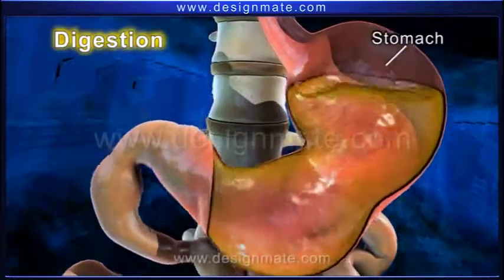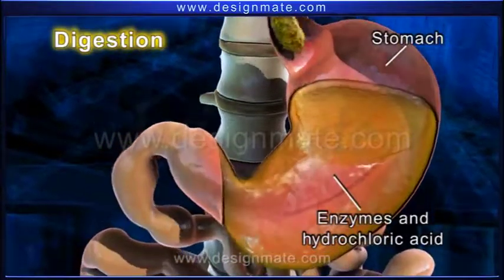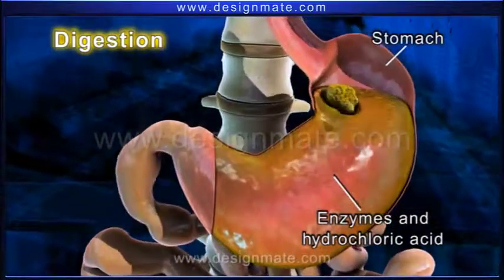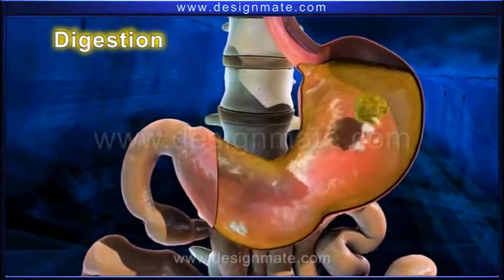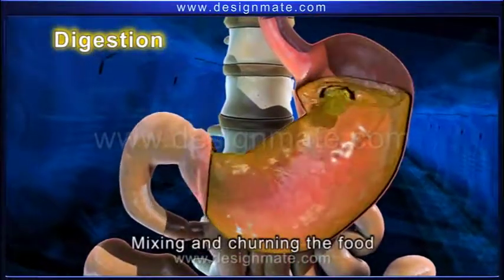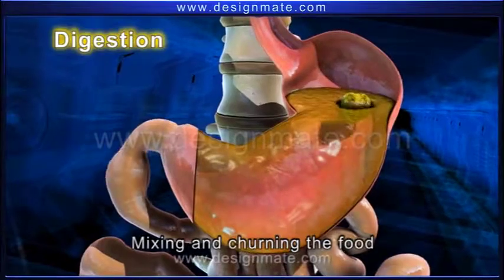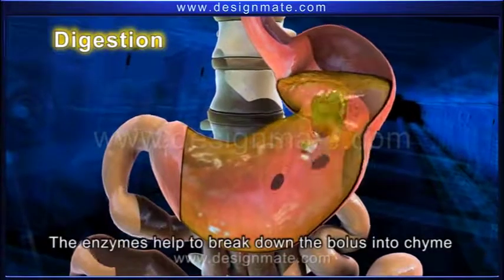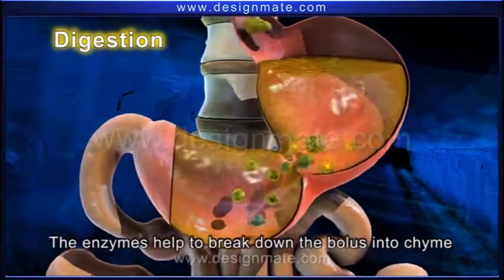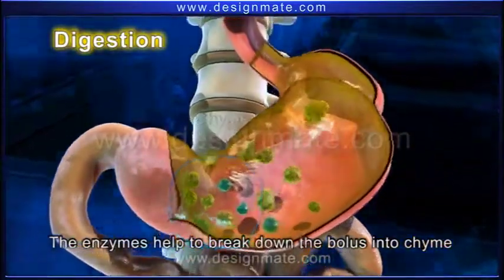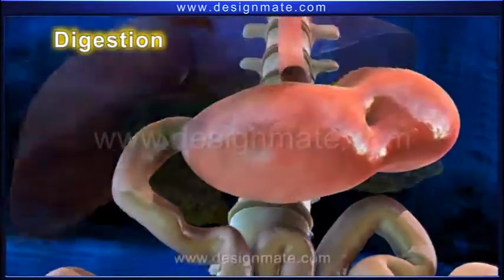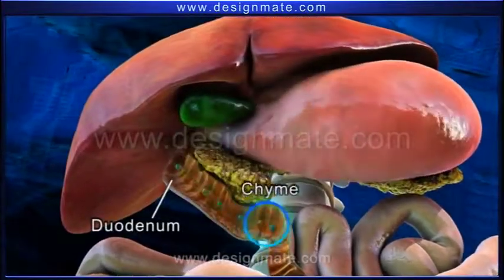The stomach contains a few enzymes and hydrochloric acid. The muscular wall of the stomach helps in mixing and churning the food, which helps to break down the bolus into a mass known as the chyme. This chyme passes into the duodenum.